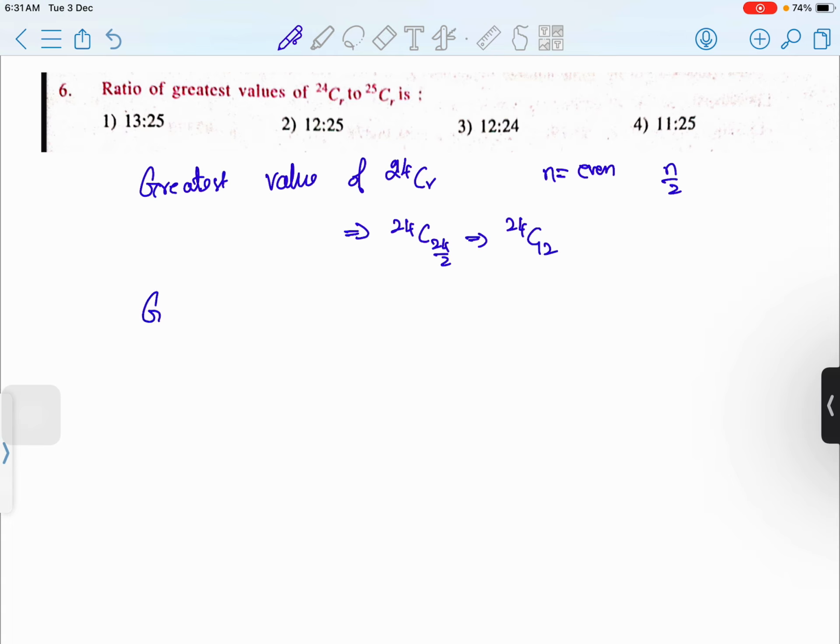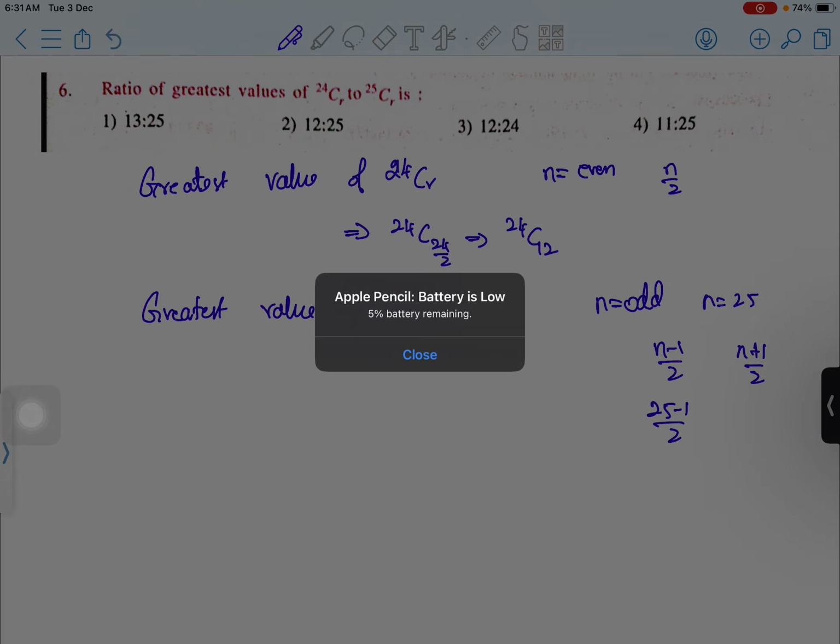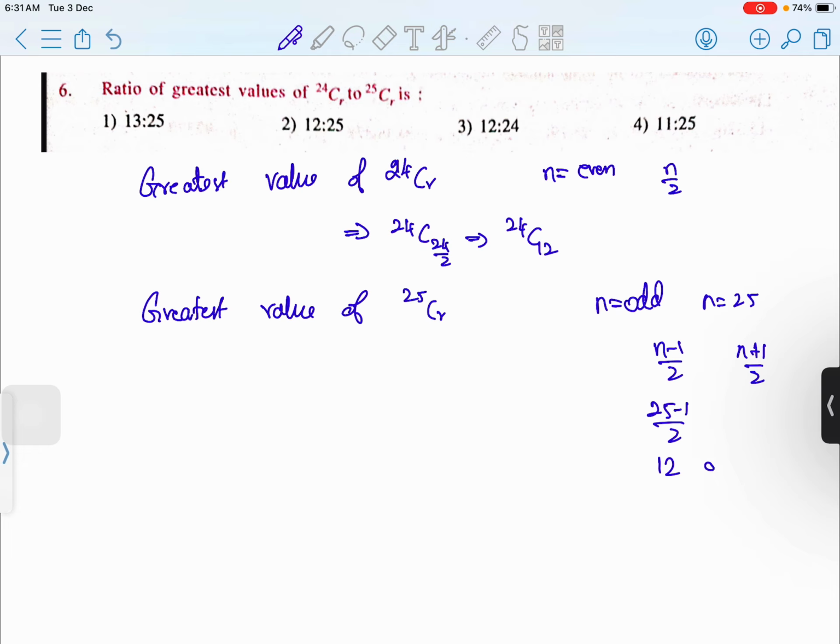Similarly, for the greatest value of 25CR, here your n value is odd, 25, so it will occur at either n minus 1 by 2 or n plus 1 by 2. So you will get 25 minus 1 by 2, 12, or 25 plus 1 by 2, 13. That means your greatest value is either 25C12 or 25C13. Okay, so you are going to divide these two things.